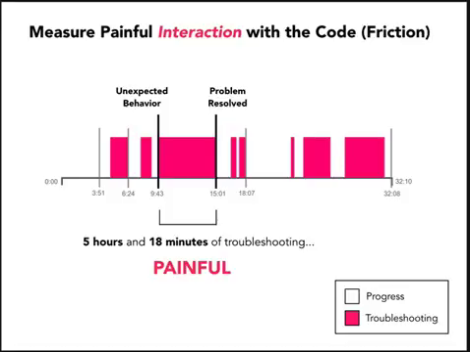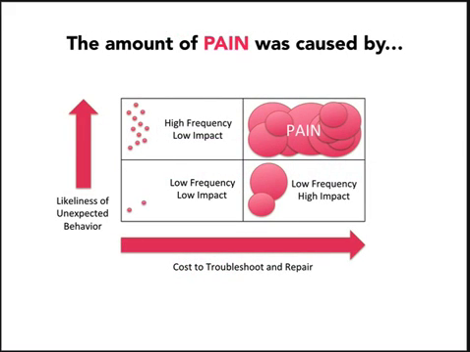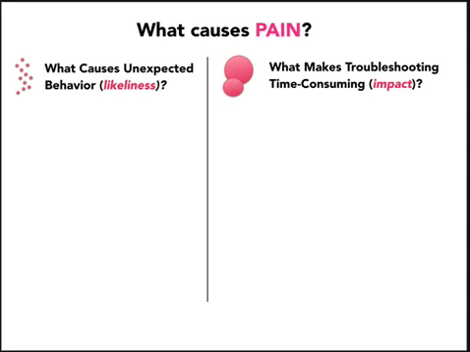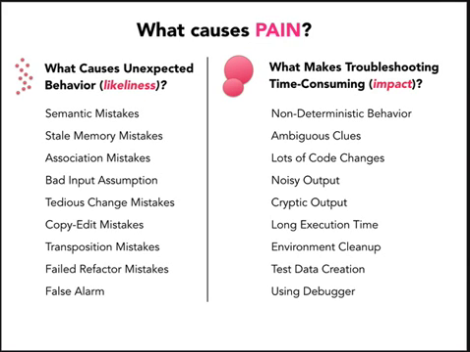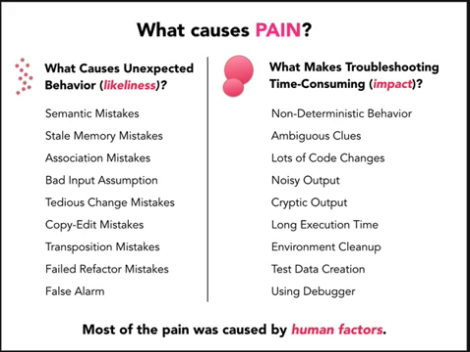So the amount of pain was driven by 2 factors, the likeliness of unexpected behavior and then the cost to troubleshoot and repair the problems. So if I wanted to understand the things that were causing the pain, I needed to understand the things that caused these 2 factors. So I started breaking down all these problems into categories. And what I realized as I was doing this was most of the pain was actually caused by human factors.